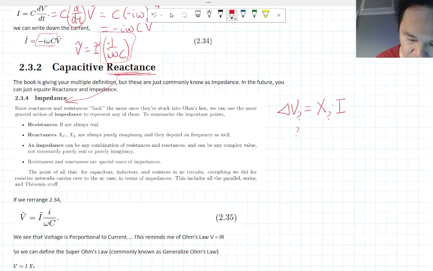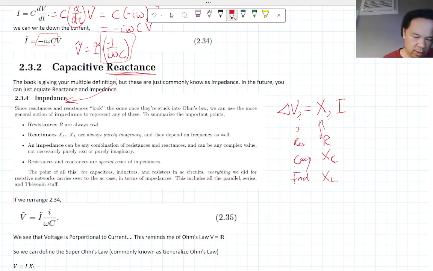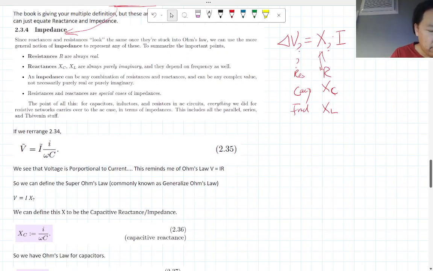So this question mark could be a resistor, and in that case, the X will just be a resistance. This could be a capacitor, and in this case, it's going to be XC. This is going to be an inductor. This will be an XL, okay? And it's going to be very nice. It's actually really cool, and one thing that I always love about physics is that it combines multiple seemingly different concepts together and puts it all under one umbrella, and everything gets simplified quite a bit, so you don't have to memorize as many equations.